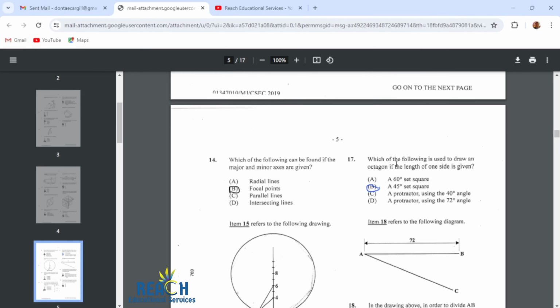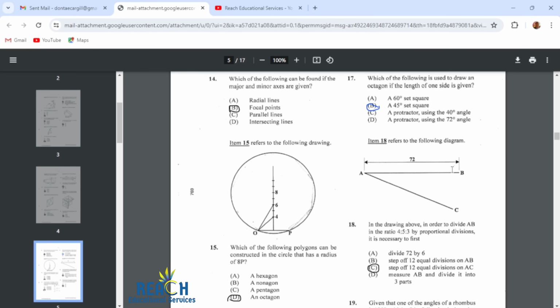All right, number 17. Which of the following is used to draw an octagon if the length of one side is given? So if you get the length of one side of an octagon, what could you use to draw it? It says a 45-degree set square.